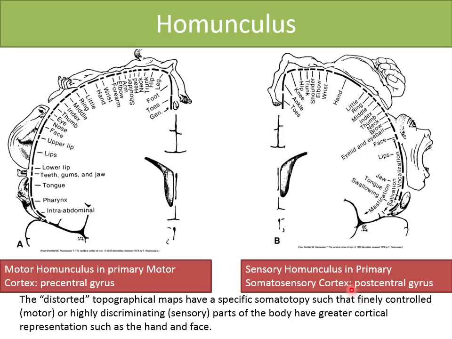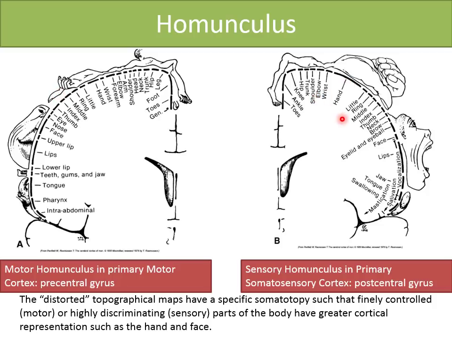We see here the homunculus. On the left, we see the motor homunculus in the precentral gyrus. On the right, we see the sensory homunculus in the primary somatosensory cortex. The relative size of the parts of the body that are shown in this distorted figure indicates the amount of cortex devoted to that particular part of the body, so that for motor function, we see that there's a particularly large amount of cortex devoted to movement of the lips and of the fingers, particularly the index finger and the thumb.